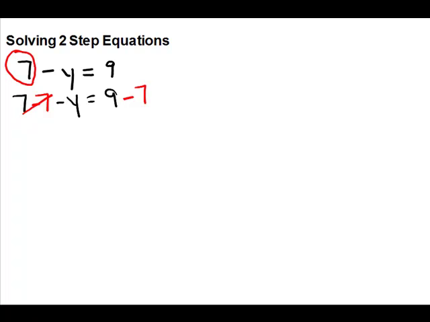Clean up. Don't lose the sign of the y. Notice it needs to come straight down. Now we have negative y equals 2. Remember, you're not allowed to leave an answer like that. You need to divide out the coefficient of the y. So we need to divide on both sides by a negative 1. And that gives us y equals negative 2.